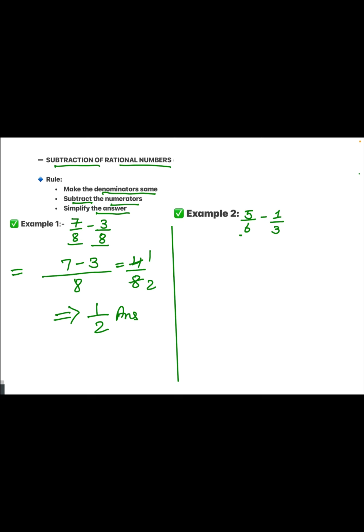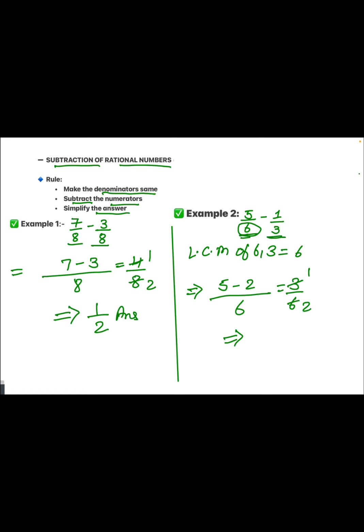In the second example, the denominators are different. So first we will find the LCM of 6 and 3, which will be 6. After that, we will make the denominators same, 6, and then we will subtract the numerators and the answer is 3 over 6. Now we will simplify the answer again and our final answer is 1 over 2.